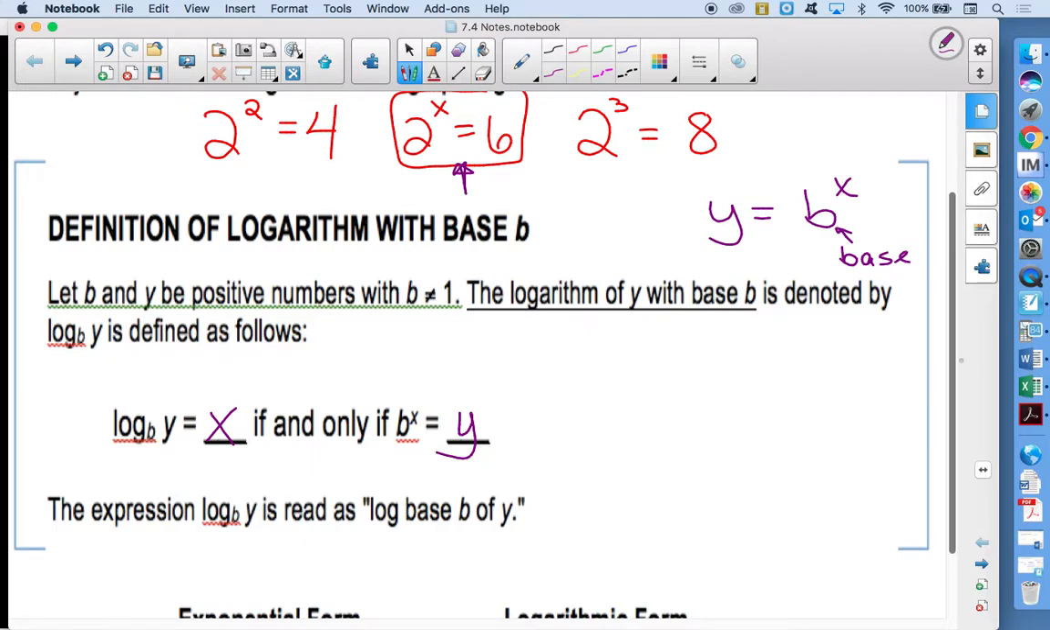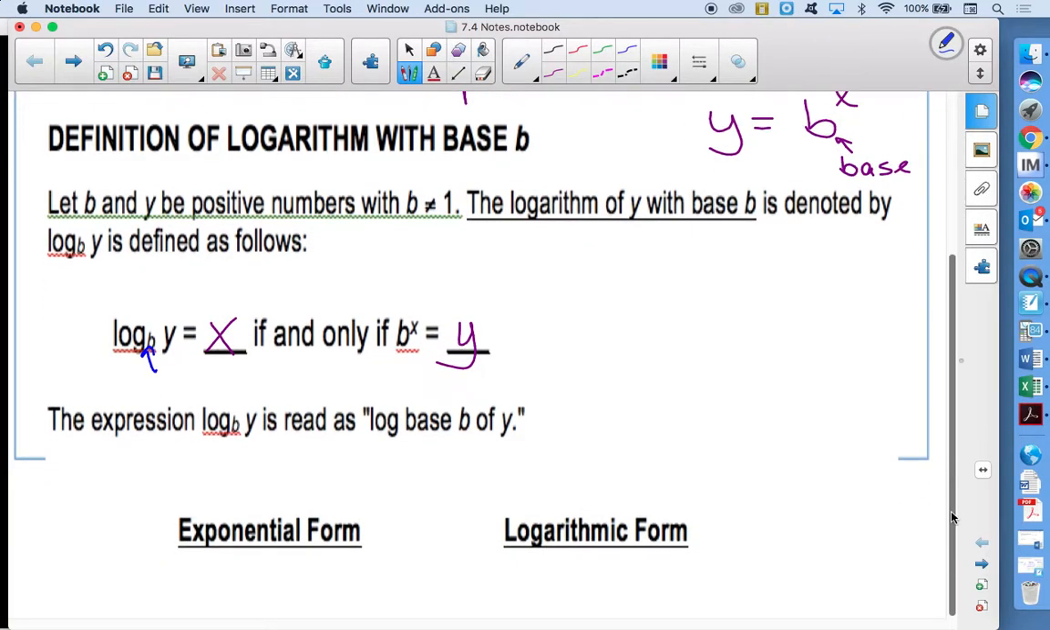So the exponential form that we've used for 3 sections in the first half of the chapter was y equals b to the x. So b is still the base, and it is like a little subscript, so you write it lower. The y would be my dependent variable, and the x is what we're trying to find or what we're trying to solve for. So you would read this expression, you would say log base b of y.